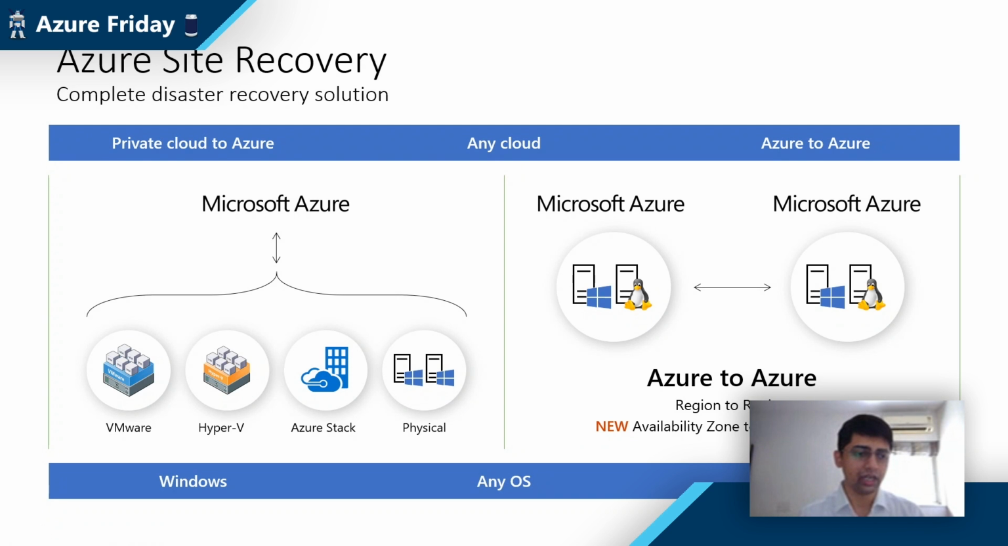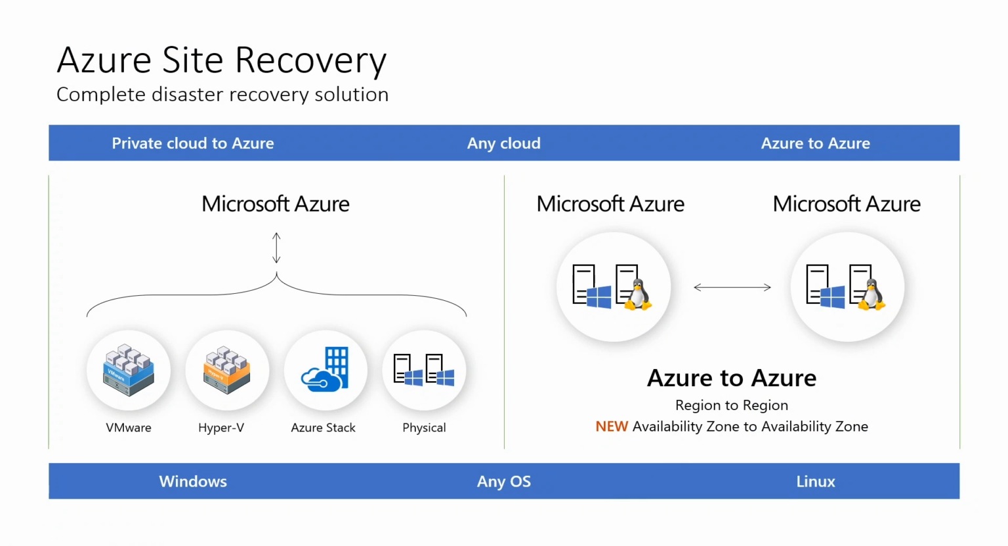So this is not just a Windows offering. We have first-class Linux support, regardless of the distribution you're using, whether that be Ubuntu or Debian or Red Hat, what have you. We support them all. But what I really want to talk about today is our newest offering. We did a preview of this at Ignite last year, and then we went GA a few months ago, and that's zone-to-zone DR.